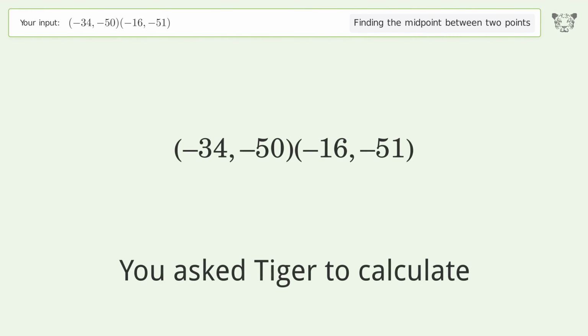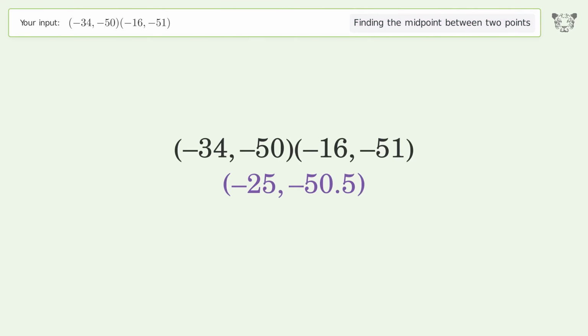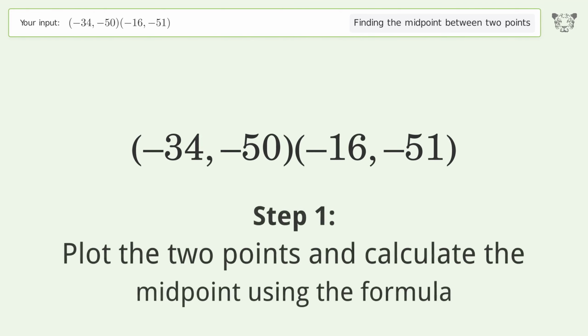You ask Tiger to calculate. This deals with finding the midpoint between 2 points. The midpoint between the 2 points is -25, -50.5. Let's solve it step by step. Plot the 2 points and calculate the midpoint using the formula.